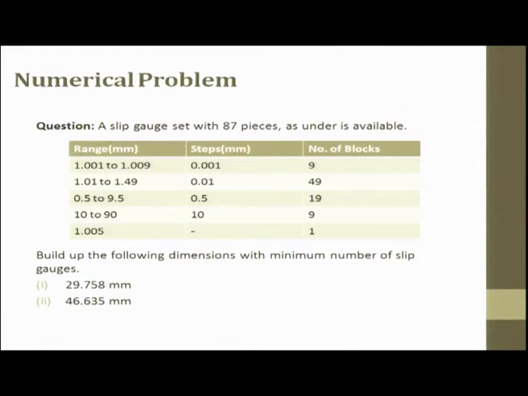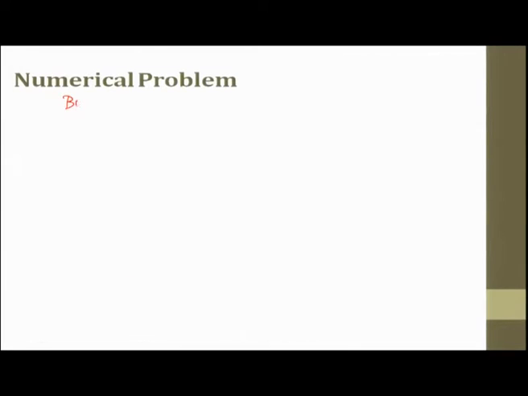So, here you can see the number of blocks between this range to this range is in 0.001 step, you have 9 blocks, 1.1 to 1.49 in the step size of 0.01 you have 49 blocks, 0.5 to 9.5 in the step size of 0.5 you have 19 blocks, and then finally you have 1. So, now what we are trying to do is build slip gauges for 29.758.